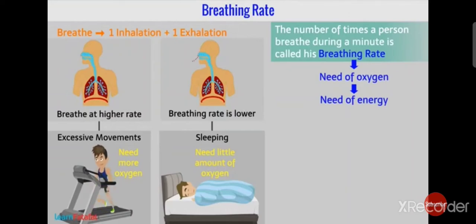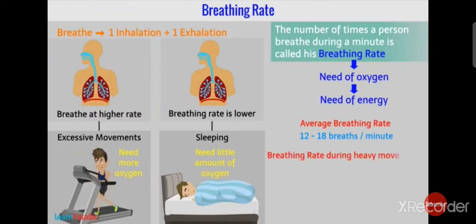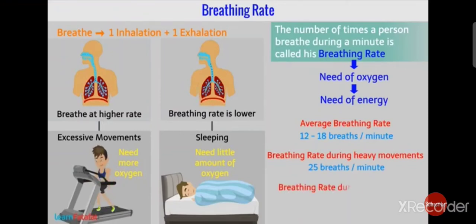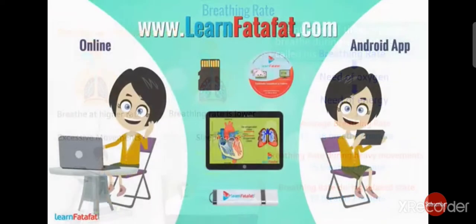On average, a normal human body breathes at a rate of 12 to 18 breaths per minute. During heavy movements, it may increase up to 25 breaths per minute, while in a relaxed state, it can go down to 12 breaths per minute. In addition to heavy breathing, during excessive movements we also take deep breaths so as to get more oxygen during each breath. So I hope you understood this topic very well. Thanks for watching this video. For more videos, log on.